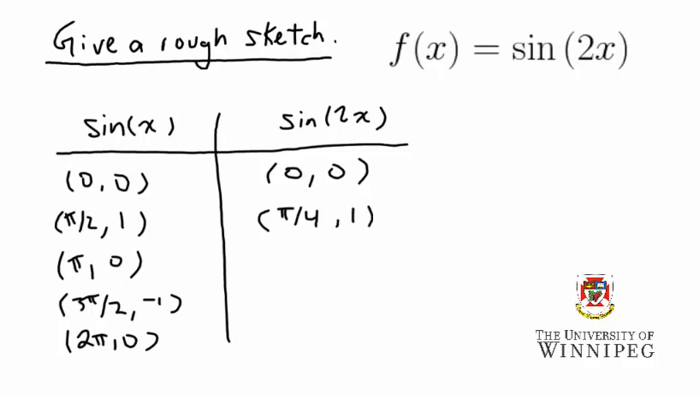Our next point is (pi, 0). And if we divide the x value in half, we'll get (pi/2, 0). Our next point is (3pi/2, -1). This is going to go to (3pi/4, -1). And then our final point, (2pi, 0), will be moved to (pi, 0).